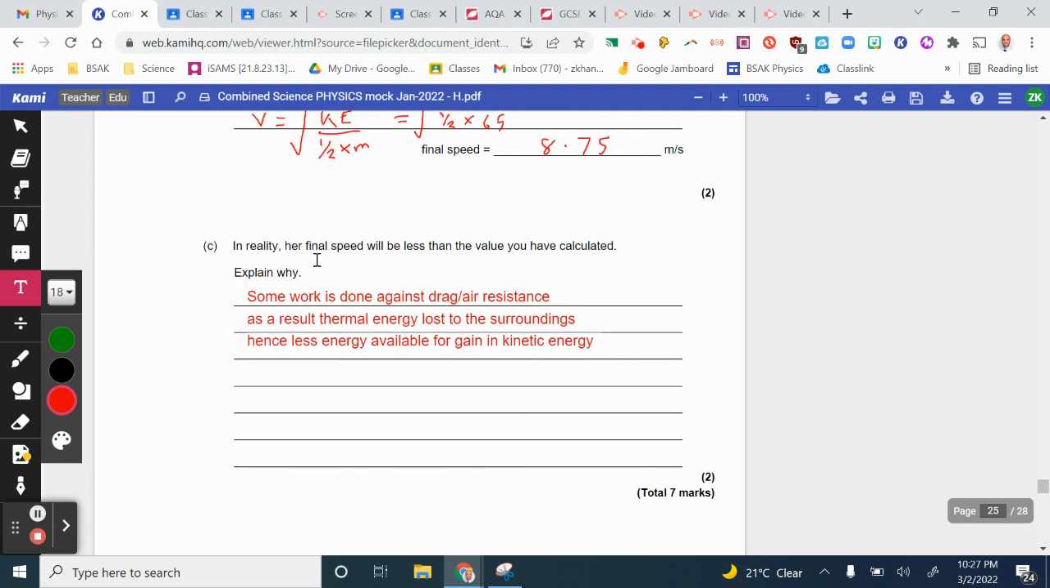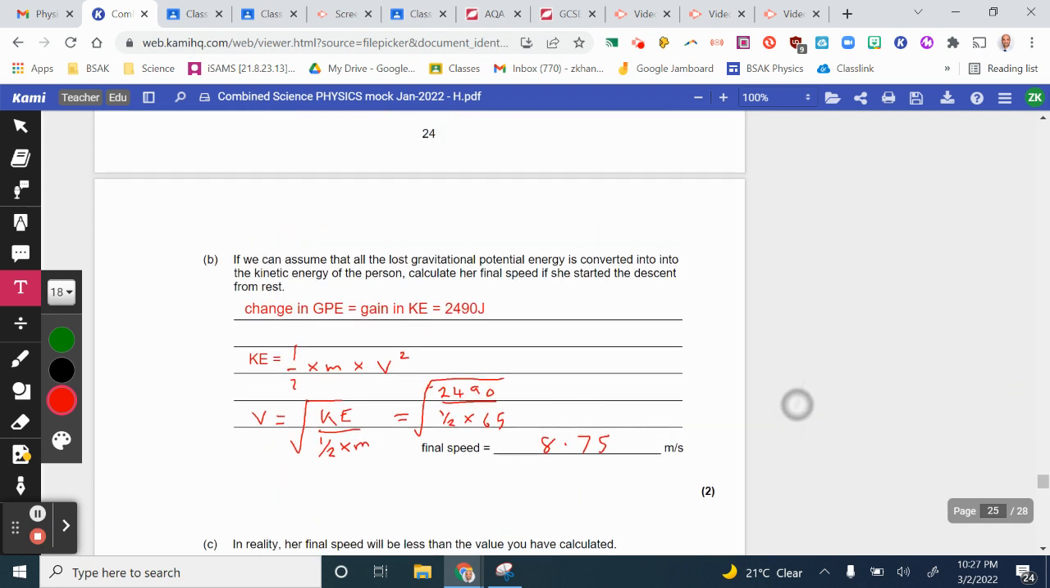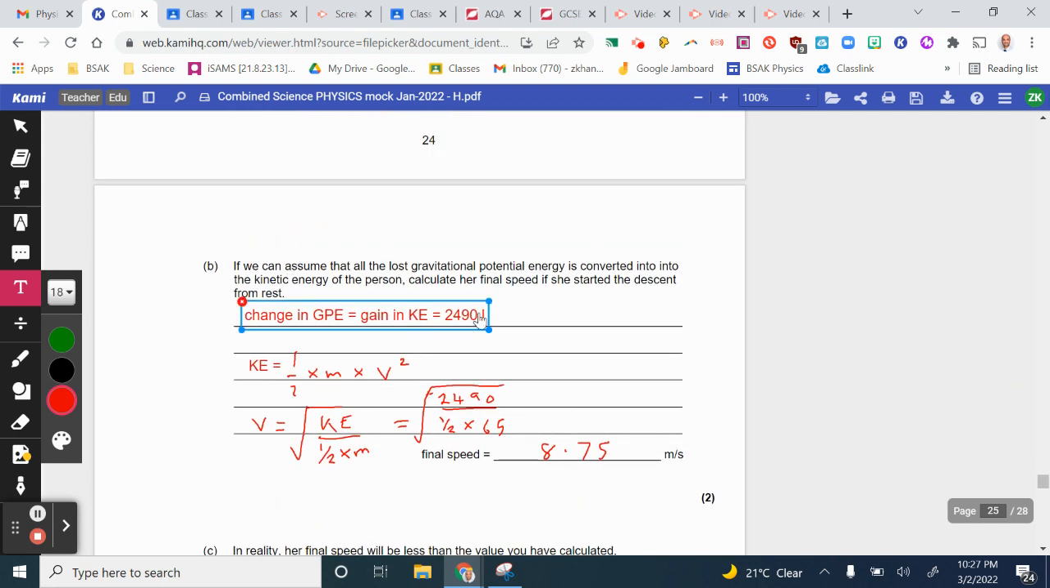So in reality, her final speed is less than the value you have calculated. Explain why. So what we are saying here is there is a big assumption that all of the GPE has gone into kinetic energy. Now we know in reality some of that GPE has gone into thermal energy due to air resistance and friction in the cables.